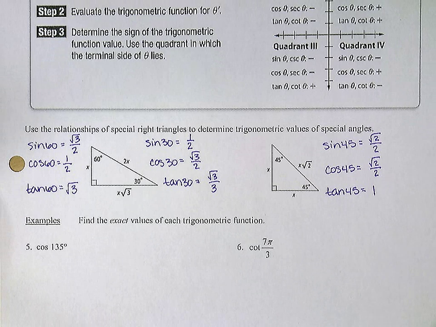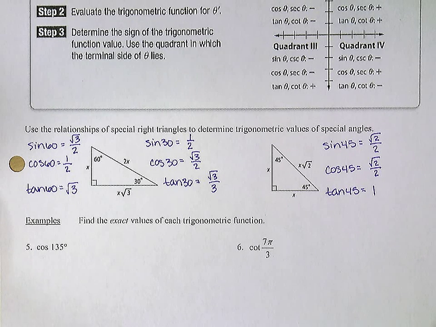Okay, so today you're going to use these. What we're going to do, if you look at the examples below there, is find the exact values for each trig function. That first one is cosine of 135. Now we can't take cosine of 135 because that angle is not between 0 and 90. So that's where that reference angle comes into play that we found yesterday.